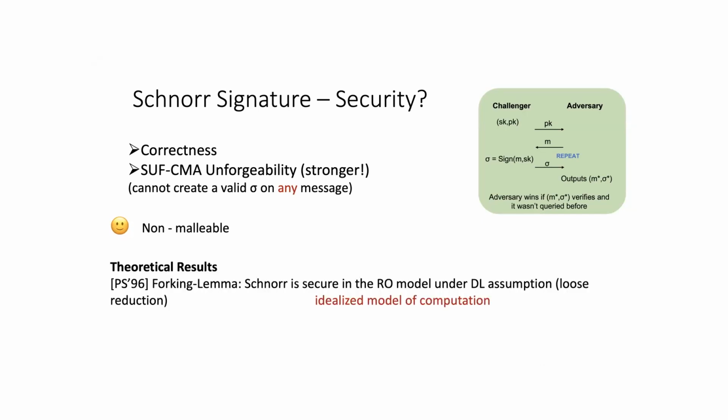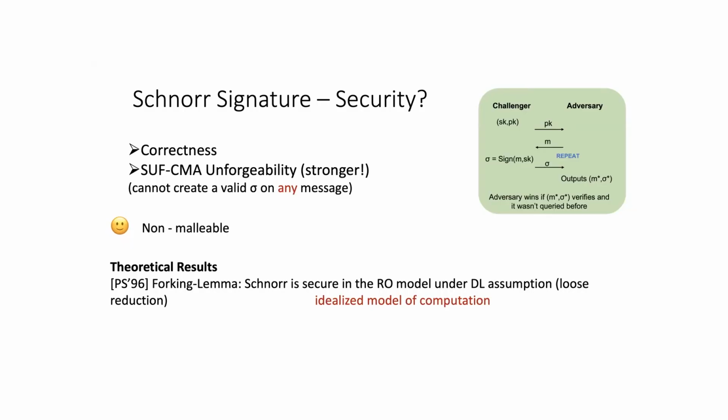So what do we know? What are the theoretical results that we know on the security of Schnorr signature? So there is this very celebrated and famous result by Pointcheval and Stern in '96, who formally proved the Schnorr signature scheme secure in the random oracle model under the discrete logarithm assumption. So they introduced a proof technique that is called the forking lemma, and it's a technique that is used in many security proofs of signature schemes. They gave a loose reduction.